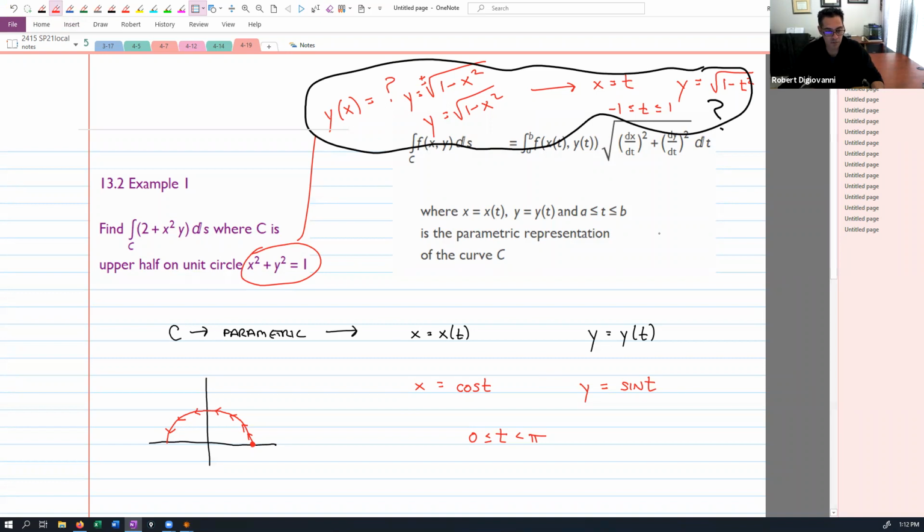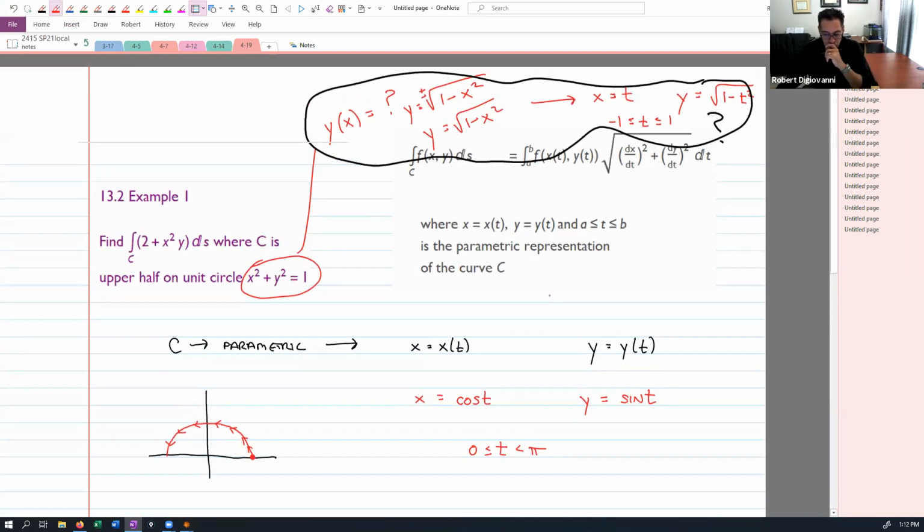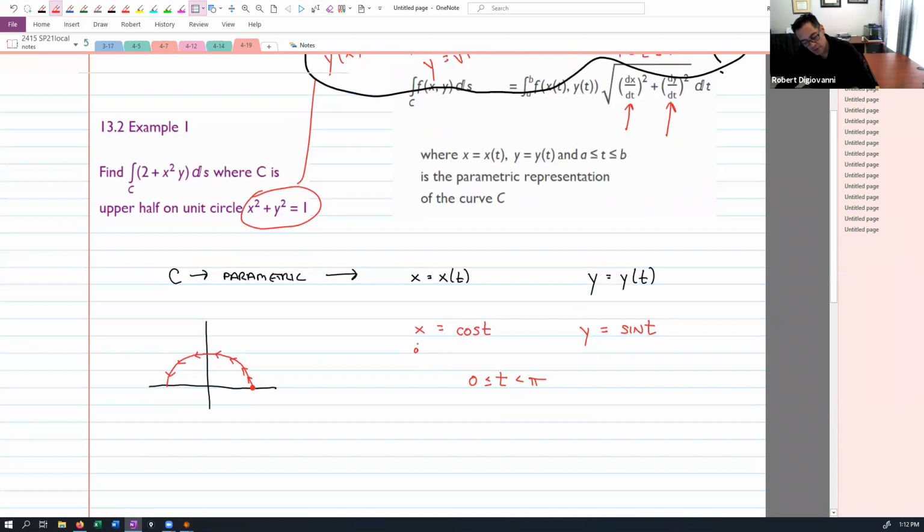All right, so now, where's my cursor? Okay, so now we continue here. Let's figure out these two pieces. I need the two derivatives. I'm going to need them, so I may as well take them now. The derivative of x with respect to t is just negative sine t. And the derivative of y with respect to t will just be cosine t, right?